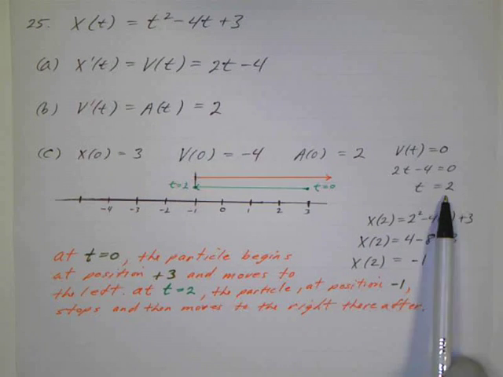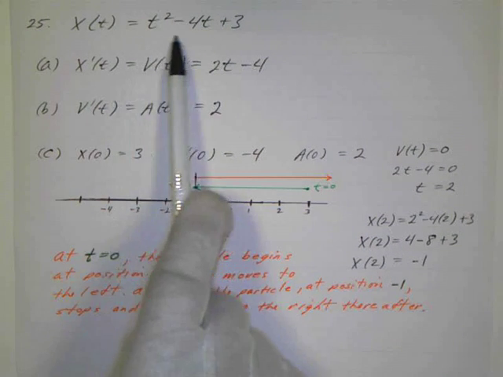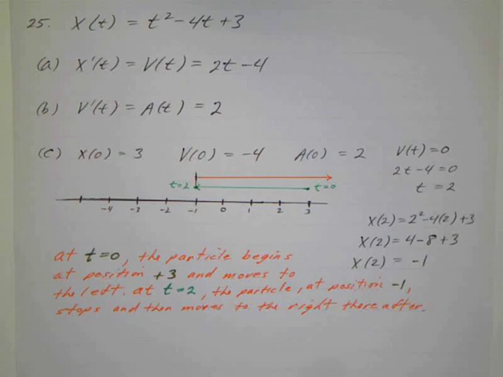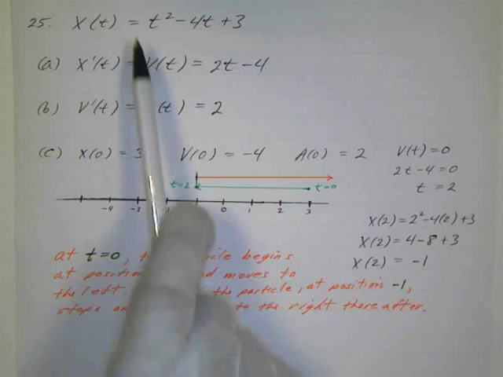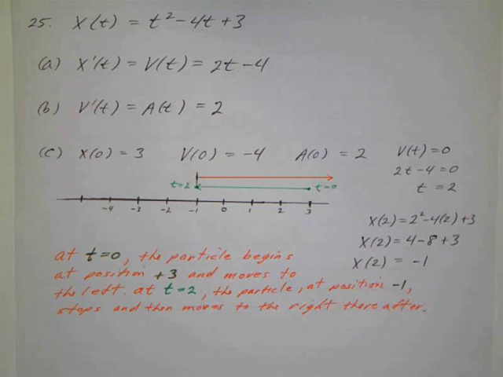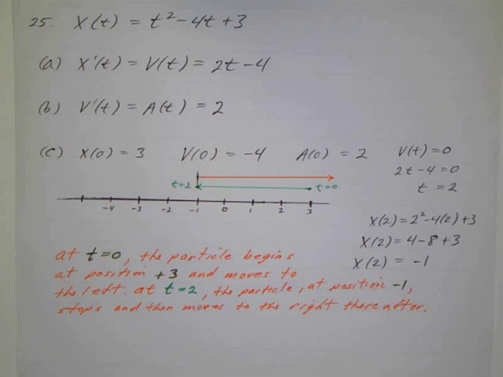Now, where do I stop? Well, I can put that 2 into my position function. That's the nice thing about the position function. It'll give you the position at any time. So if I put 2 in there, 2 squared minus 4 times 2 plus 3 is 4 minus 8 plus 3, which is 7 minus 8, which is negative 1. So my position at 2 seconds will be negative 1.